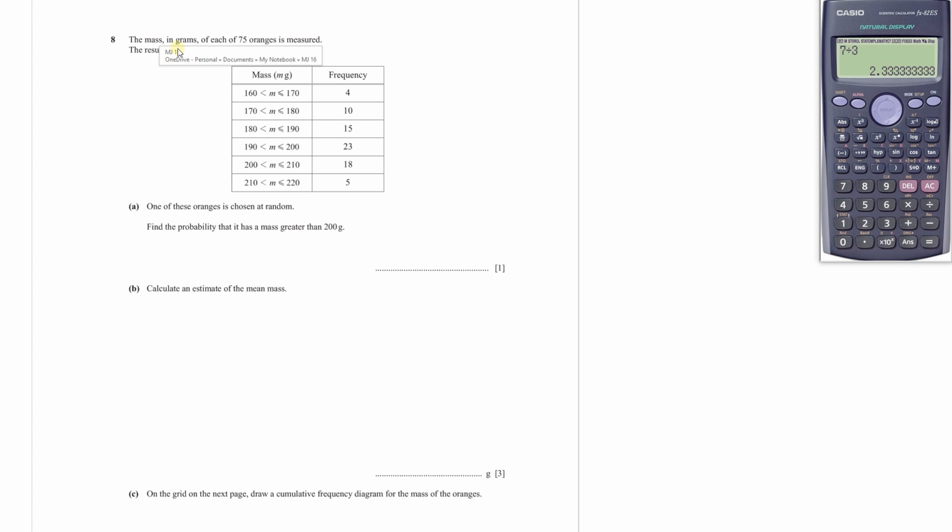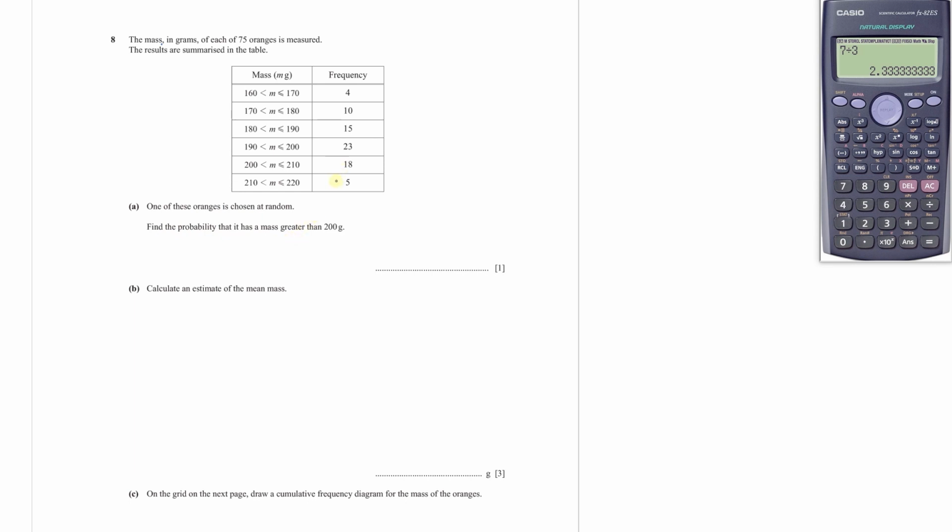Question number 8 is the mass in grams of each of 75 oranges is measured. The results are summarized in the table. So you have different classes of mass, 160 to 170 gram. You have 4 oranges. From 170 to 180 grams, you have 10 oranges, and so on. Part A is one of these oranges is chosen at random. Find the probability that it has a mass greater than 200 gram.